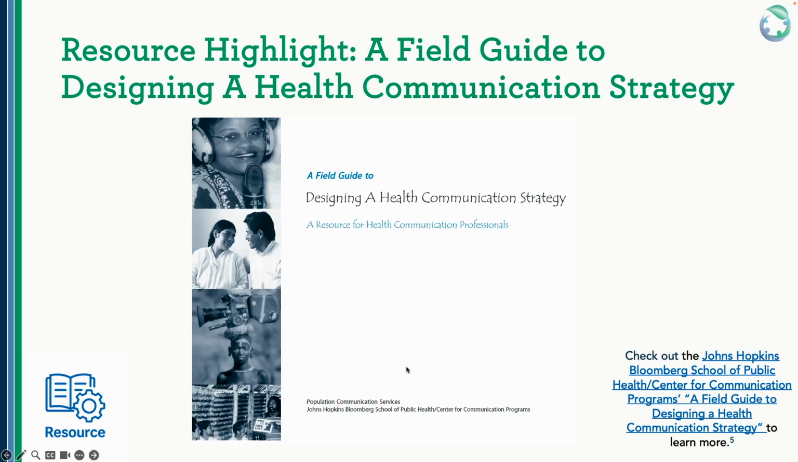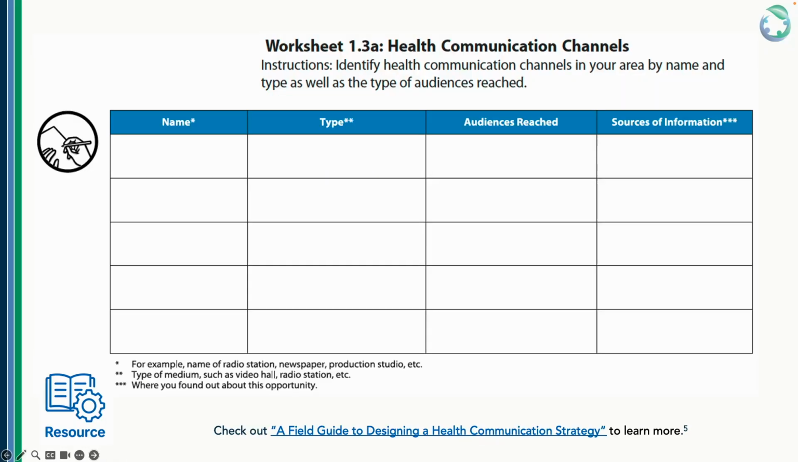A valuable resource to support these efforts is the Johns Hopkins Bloomberg School of Public Health and Center for Communications Programs, a field guide to designing a health communication strategy. This guide provides clear steps and tools for health communications planning, including guidance on selecting the most appropriate communication channels. Many dissemination strategies outlined in our course highlight the importance of planning and tailoring your approach to fit the characteristics of the rural communities you're working with.